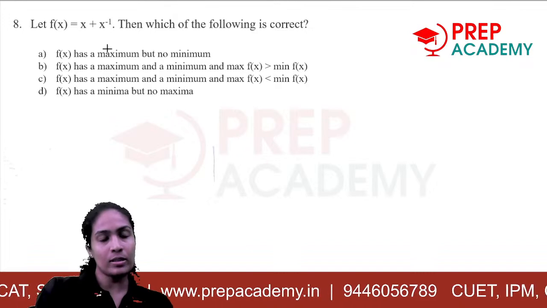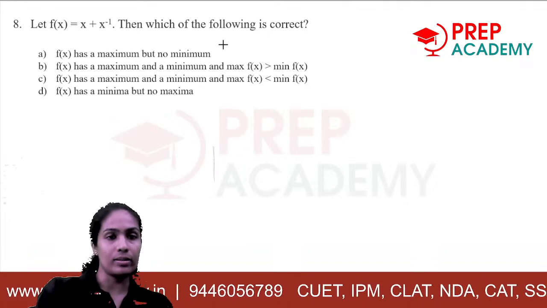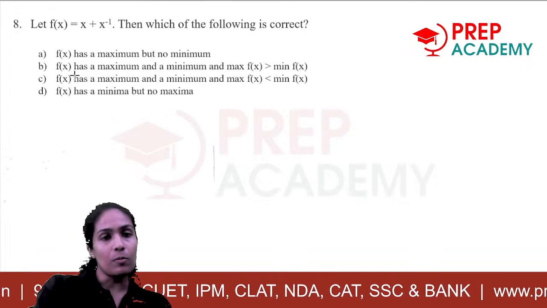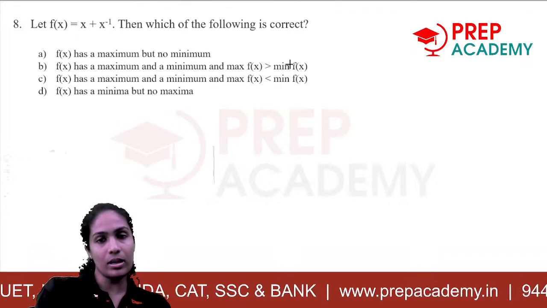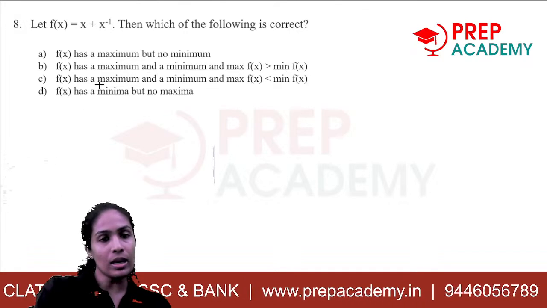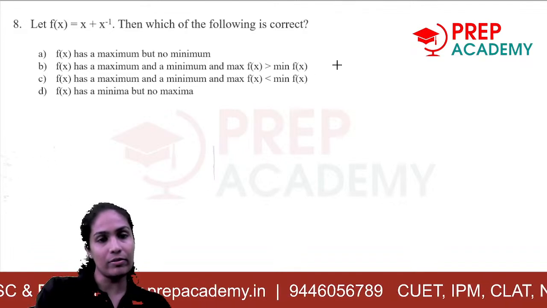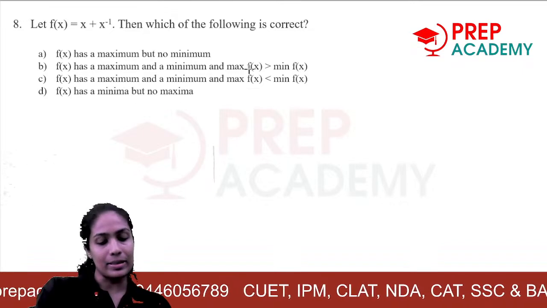Let f(x) be equal to x plus x raised to minus 1, then which of the following is correct? Option A is f(x) has a maximum but not a minimum. Option B, f(x) has a maximum and a minimum, and the maximum of f(x) is greater than the minimum of f(x). Option C, f(x) has a maximum and a minimum, and the maximum of f(x) is less than the minimum of f(x). Option D, f(x) has a minimum but no maximum.